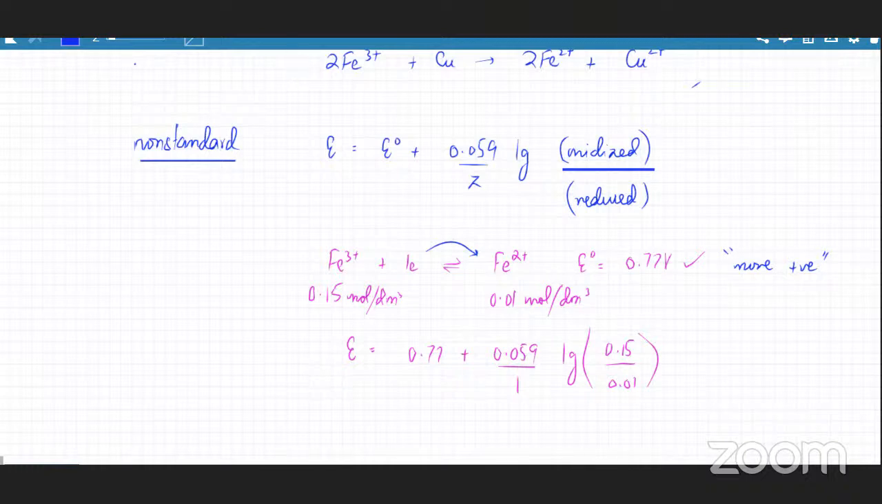Sir, 0.839. 0.839, ठीक है, that makes sense. Let's just hold on 1 second.